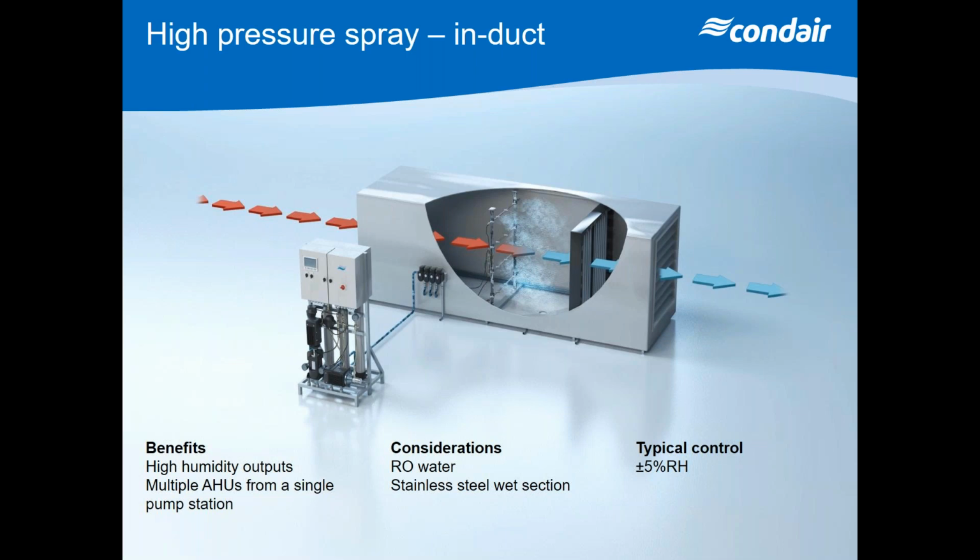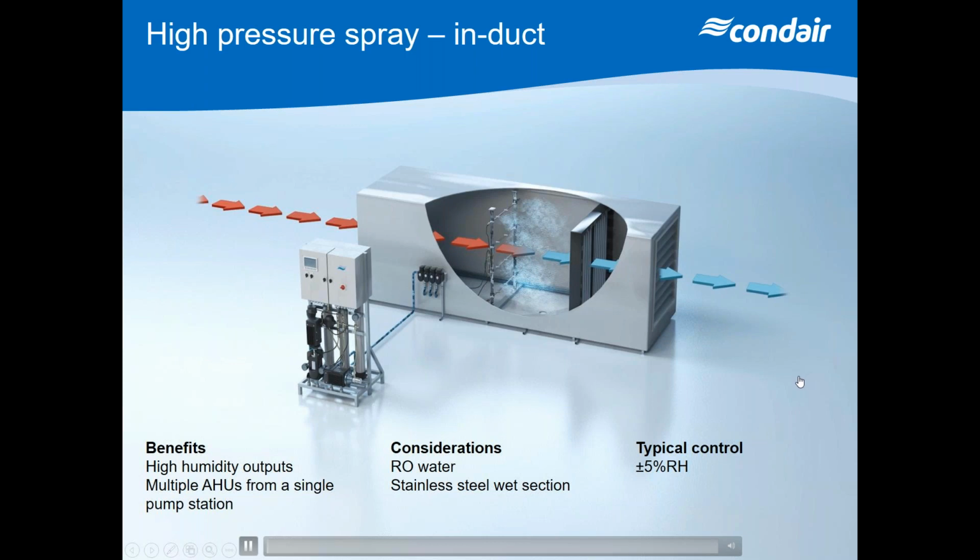Again, you do need to use RO water, and it is a wet section in the air handling unit, so it should be of a stainless steel or protected construction. And of course, we need to allow for drainage in the air handling unit. And also, we have to have a blade eliminator. The blade eliminator will catch any water droplets that haven't evaporated. So you only have water in its gaseous phase in the air circulation system. And that's okay, that's great.